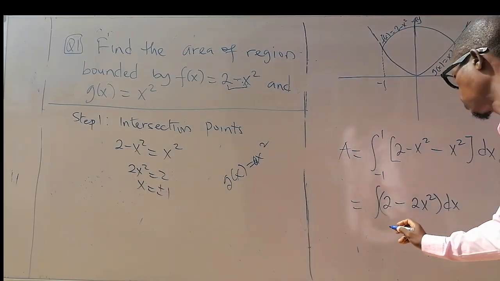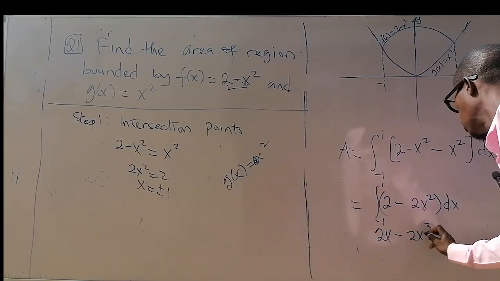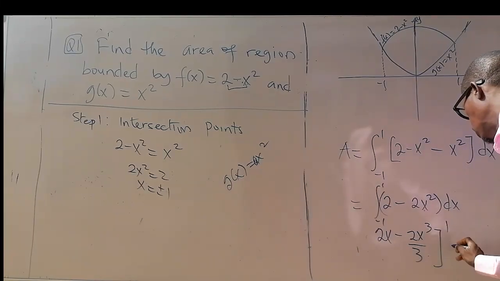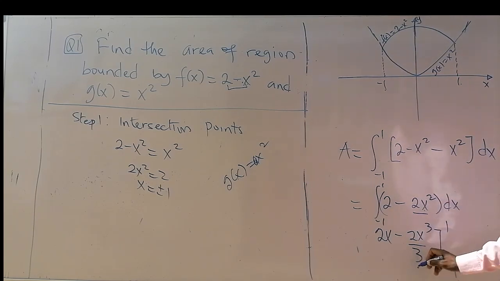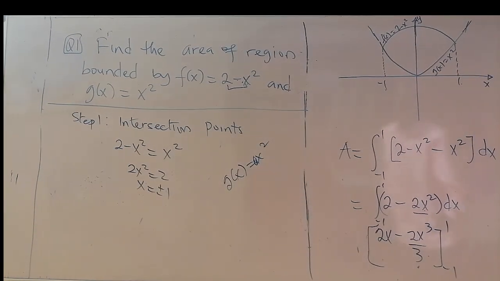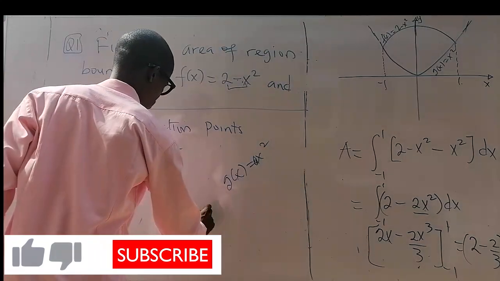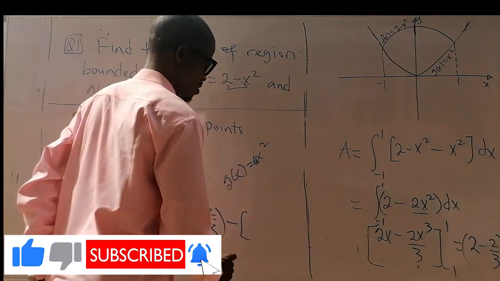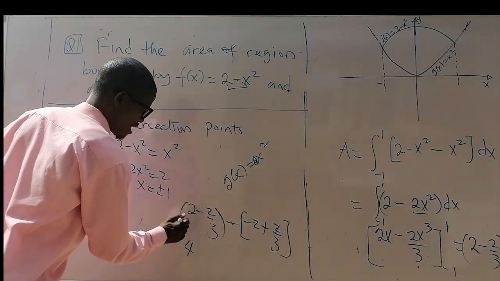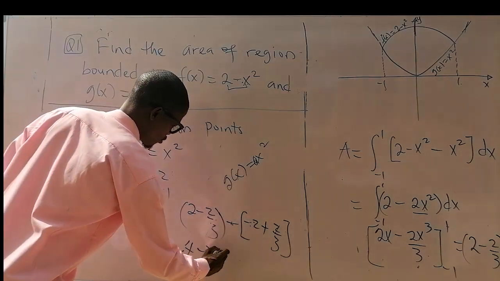Let's integrate that. We're going to have 2x minus 2x cubed over 3, with upper limit 1 and lower limit minus 1. Don't forget, if you integrate x squared, the power plus 1 is 3, over 3. Let's substitute the values. Anywhere you see x, put your upper limit there: 2 minus 2 over 3. Minus the lower limit, minus 1, so that will be minus 2 over 3. 2 plus 2 is 4, minus 2 over 3. Minus times plus is minus 2 over 3.